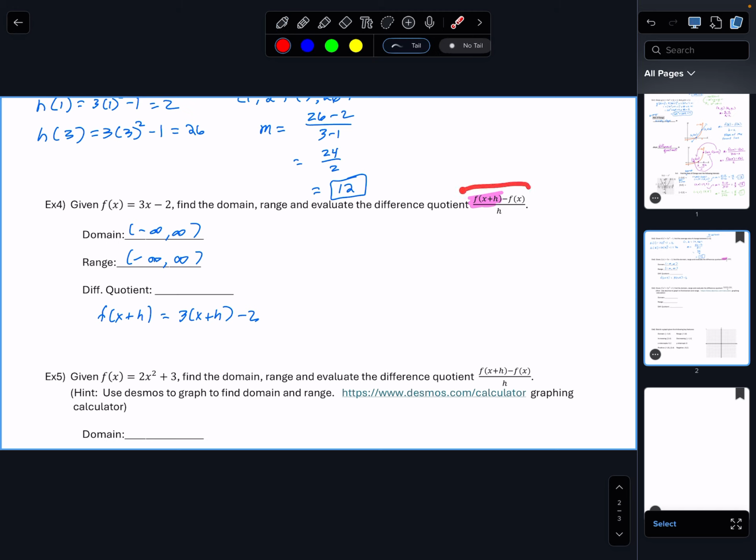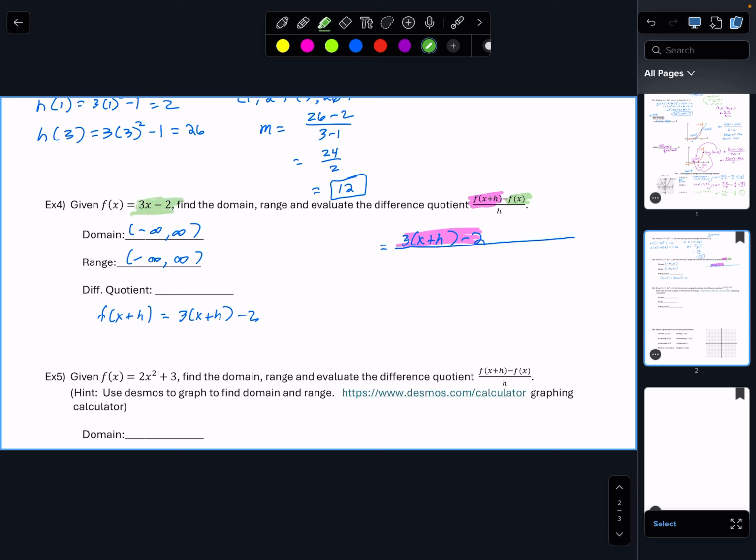So I would have this written down, which it's already written down for me. Then I would drop down with an equal sign and have a fraction bar centered with that. And now this is f of x plus h, so I'm replacing this with this. So I'm getting 3 times x plus h, minus 2, and that is my f of x plus h. And then after that, I need to subtract f of x. Well, they gave you f of x.